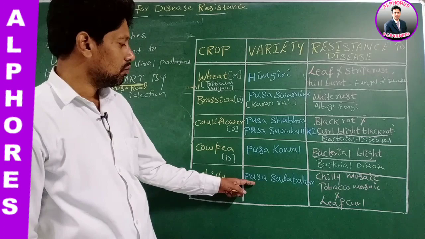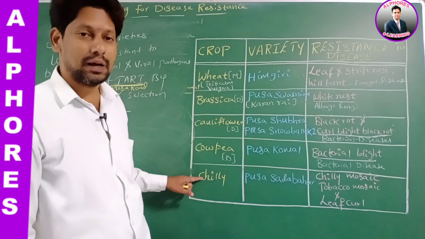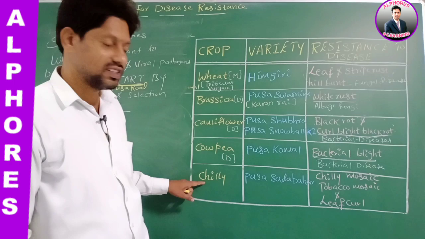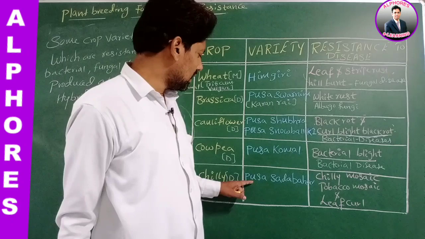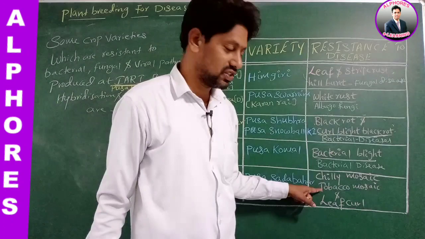What is it? Pusa Sada Bahar. Pusa Sada Bahar is a variety of chili. What is the scientific name of chili? Capsicum frutescens. Which family? Solanaceae family. Dicot or monocot? Dicot. Sir, Pusa Sada Bahar is a variety of what, sir? Chili. This Pusa Sadabahar is resistant to which diseases? Chili mosaic, tobacco mosaic, and leaf curl.